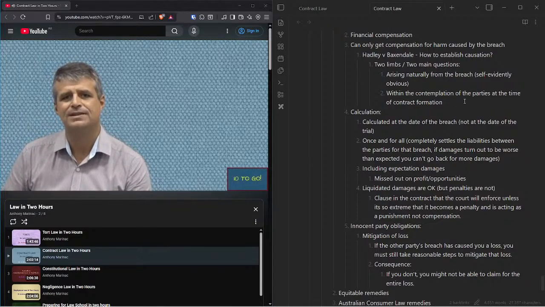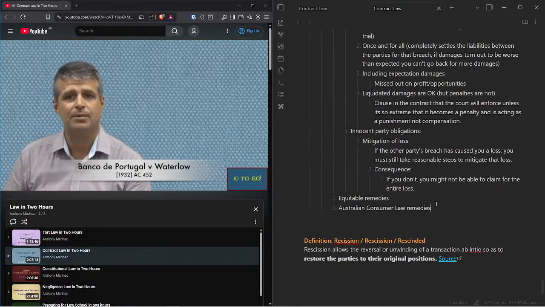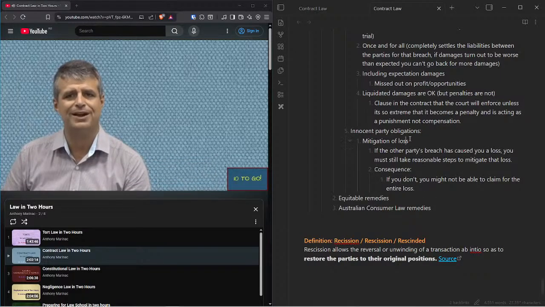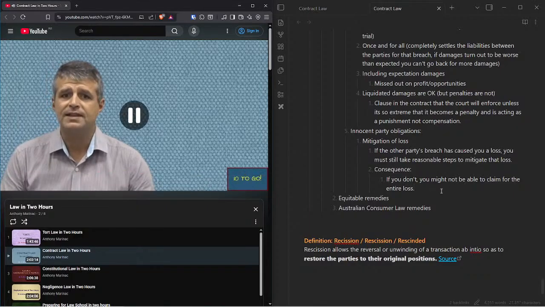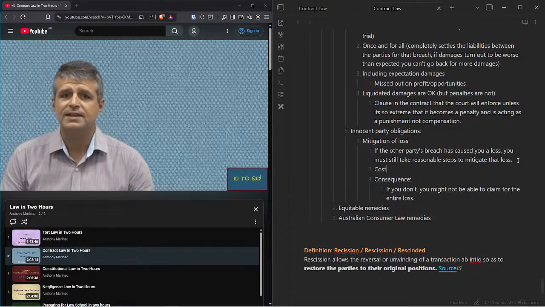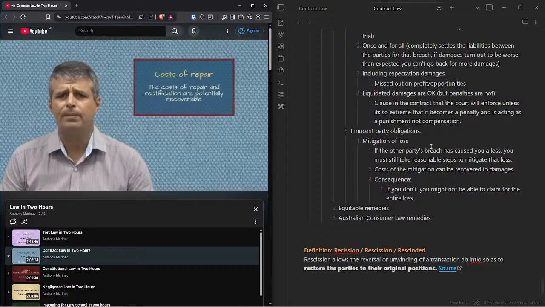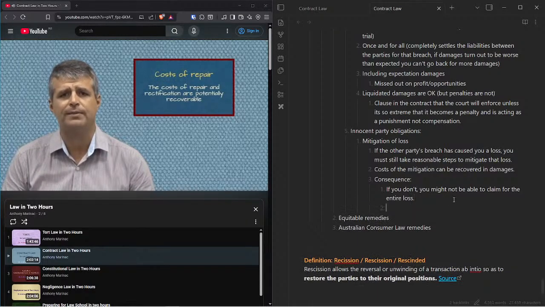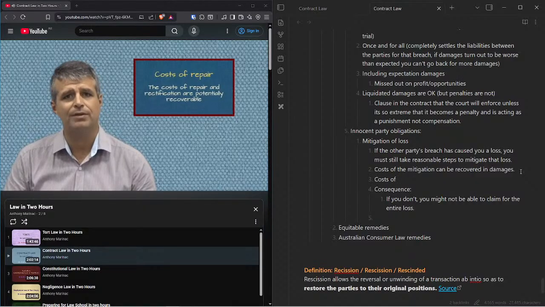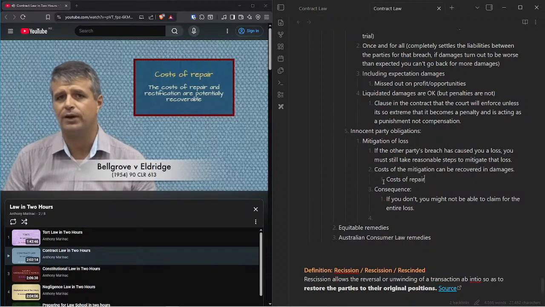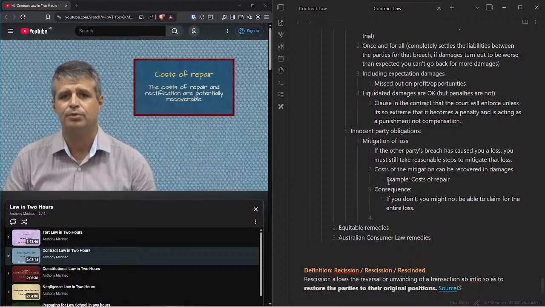So I'm obliged to take those steps to mitigate my loss. But the costs of that mitigation can be recovered in damages. In the same way, if I pay money to repair or rectify something that was damaged or left undone by your breach, well then I can generally recover the money which was properly spent on that rectification or repair, provided it was reasonable and necessary.